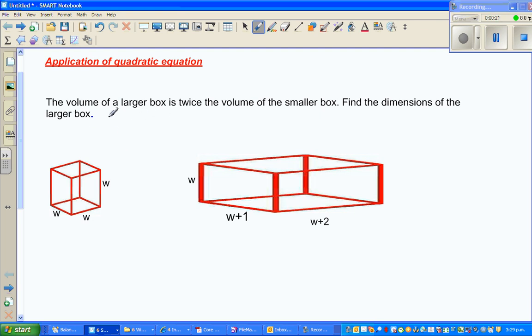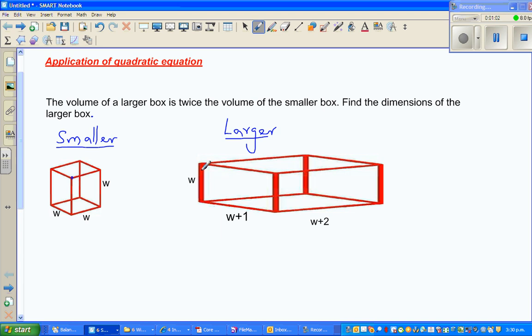The question is like this: the volume of a larger box is twice the volume of the smaller box. So this is your smaller box, this is not drawn to scale, and this is your larger box. They have given you the dimensions. I googled this and copied and pasted it. What they're saying is the length, width and height of this box are the same. It doesn't look equal, but imagine they are equal.